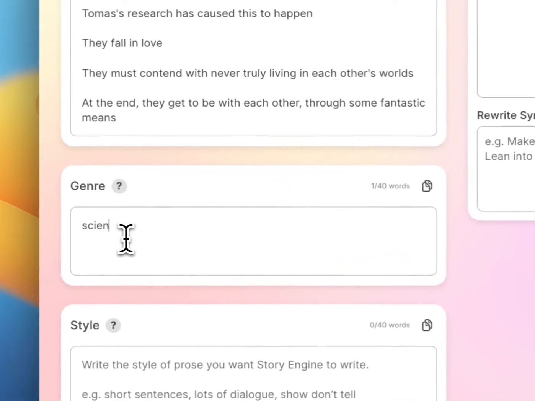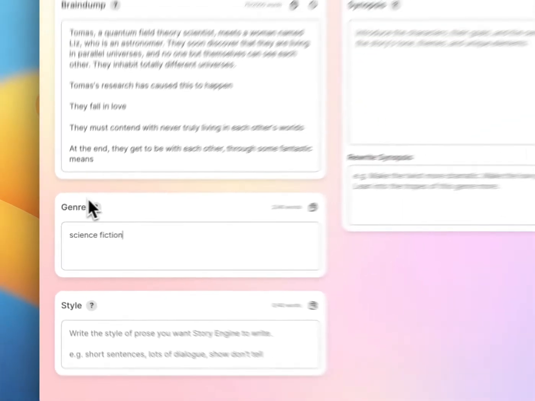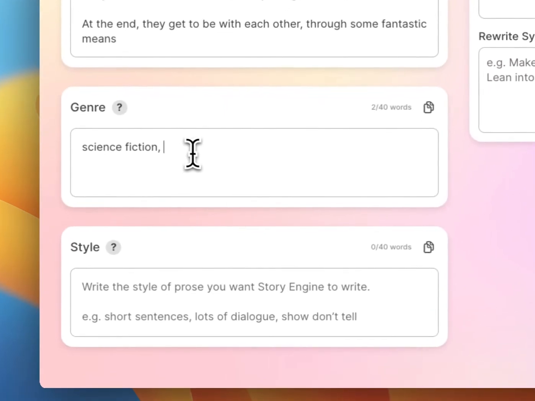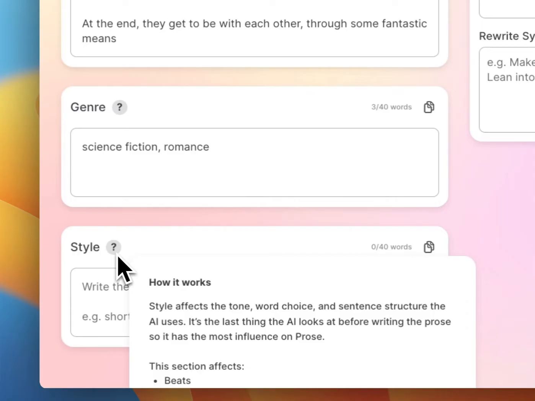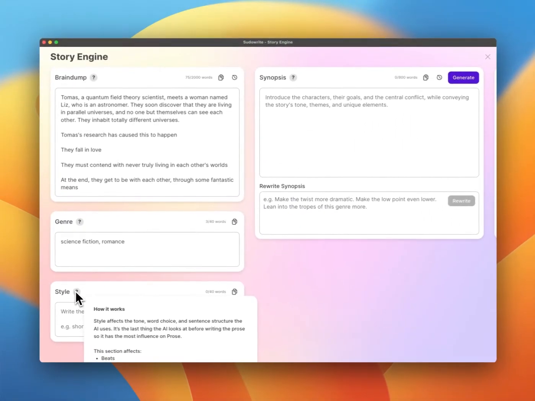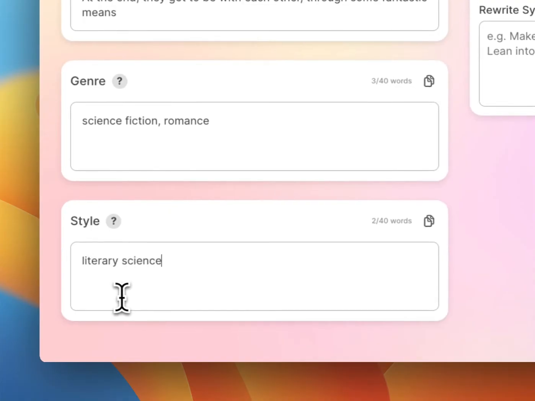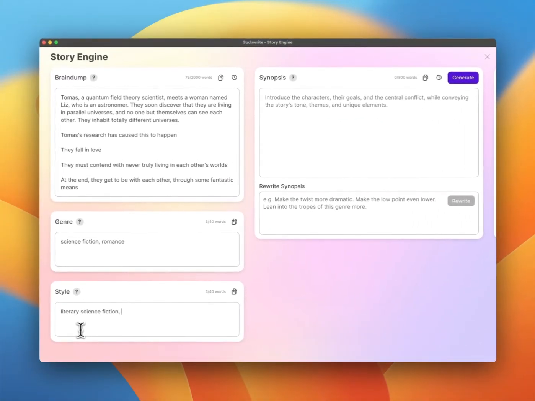Genre, let's say it's science fiction. So this will help steer the AI into certain tropes and tones of that genre. And let's say it's romance. And style. So this specifies how we want the style of the prose to be written. So let's say it's literary science fiction, lush prose. Let's say it's whimsical.